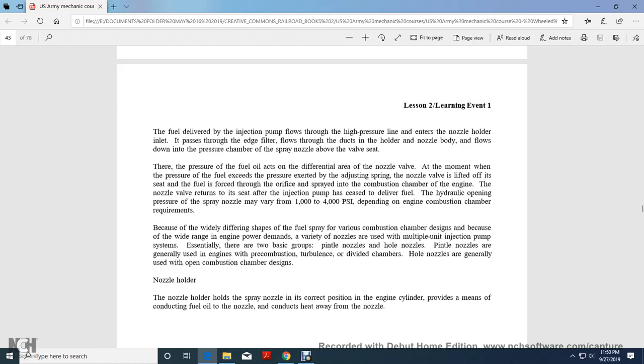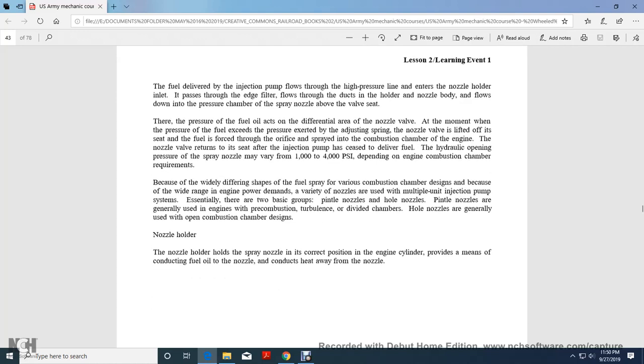Nozzle holder. The nozzle holder holds the spray nozzle in the correct position in the engine cylinder and provides the means for conducting fuel oil to the nozzle and heat away from the nozzle.